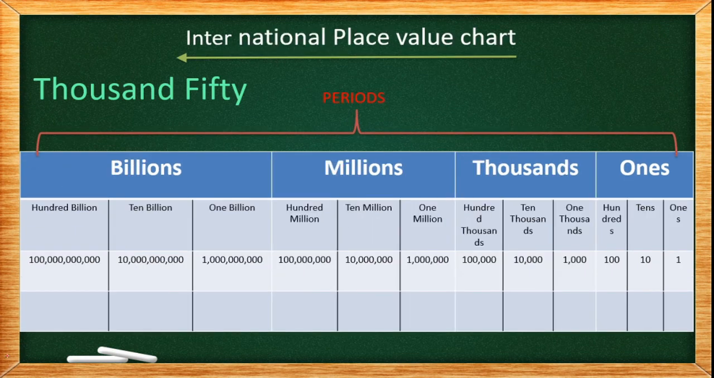The same number in international place value system. 1000, 0 100, 5 tens and 0 ones. So the number is 1050 or 1050.